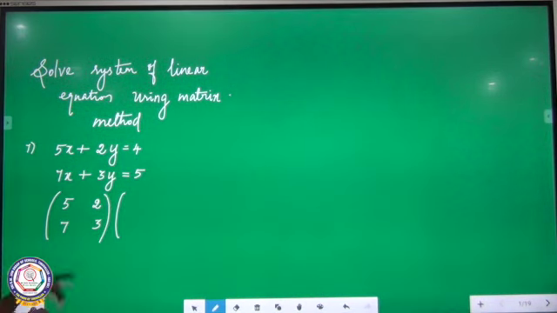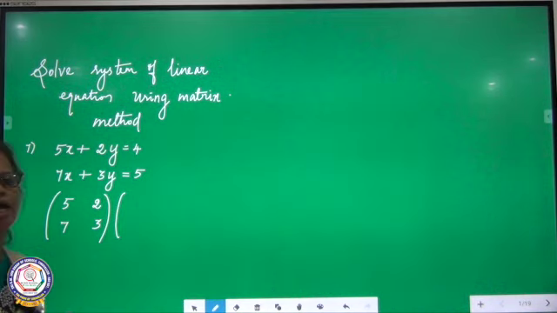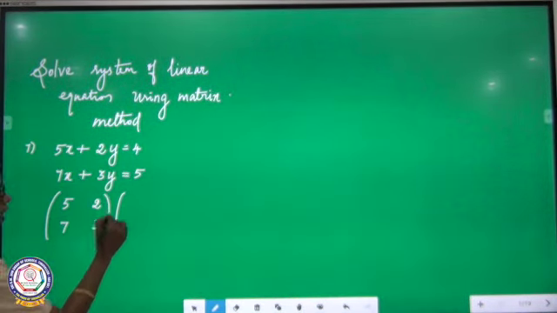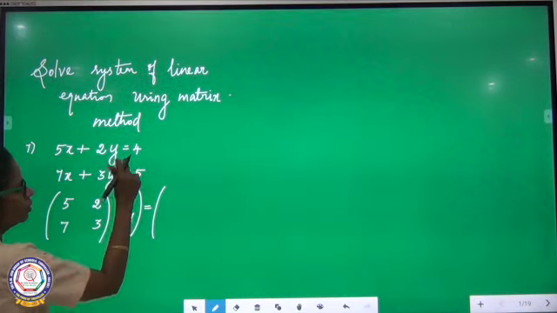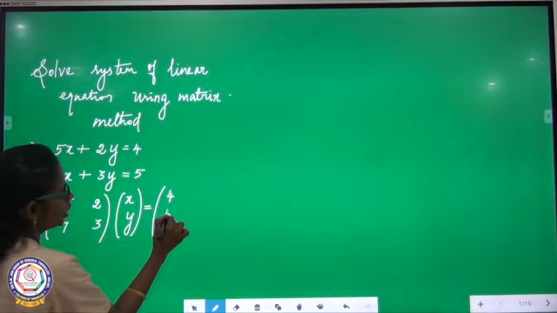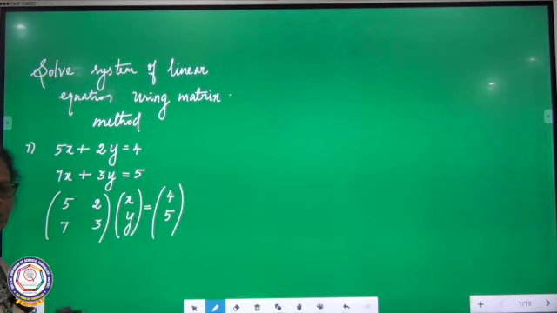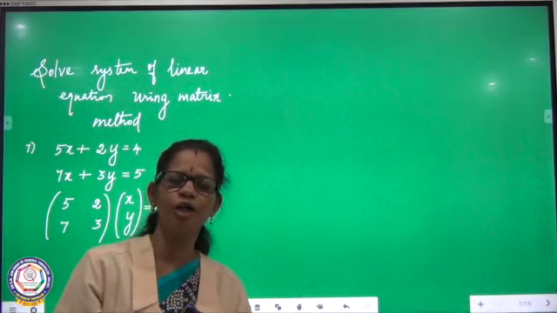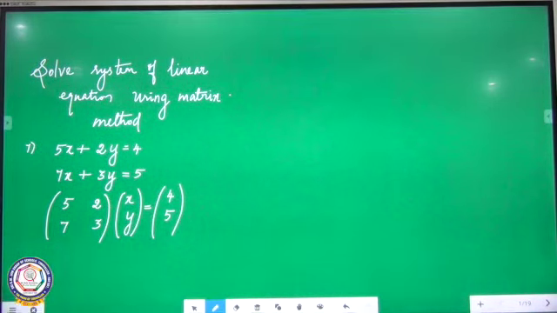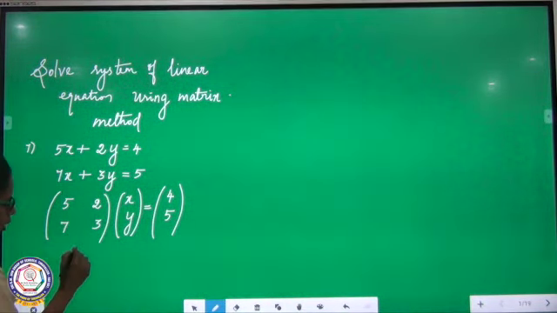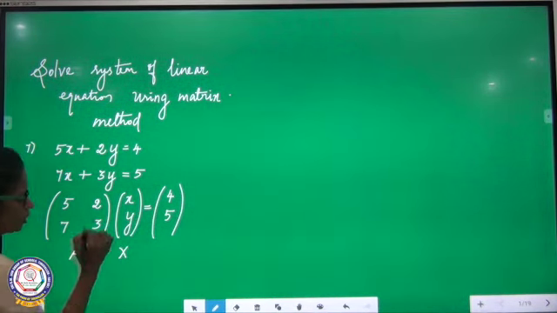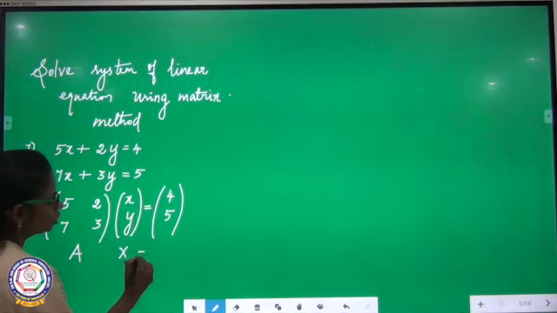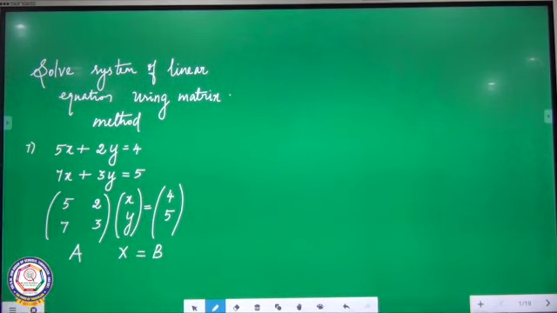What are the variables they used here? X, y. It is a two equation system, so they are using two variables. So that is x, y equal to the constant. The constant and the x, y you are making as a column matrix, whether it is 2 by 2 or 3 by 3, the same thing only you can use. Now I told you the collection of coefficients of x and y should be represented as capital A. The variable you should represent as capital X. The constant you represent as capital B.